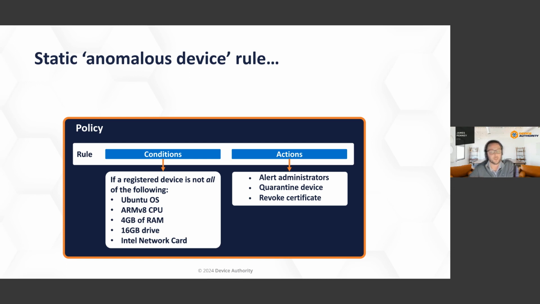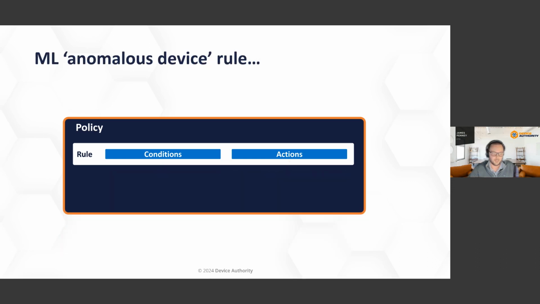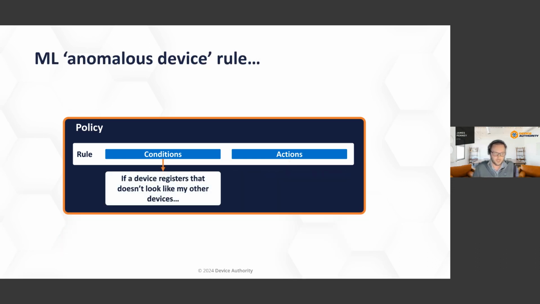Now, wouldn't it be great if we had a system that could learn what a known good device looks like so that our policy definition could get away from being 20, 30, 40 different declarations of all my device types and just says if a device registers that doesn't look like my other devices.